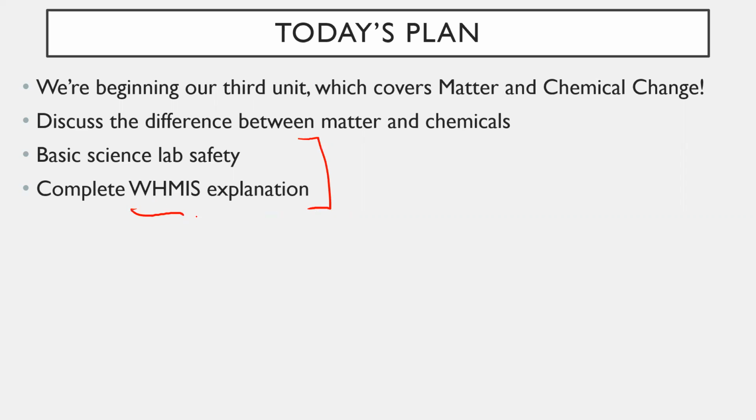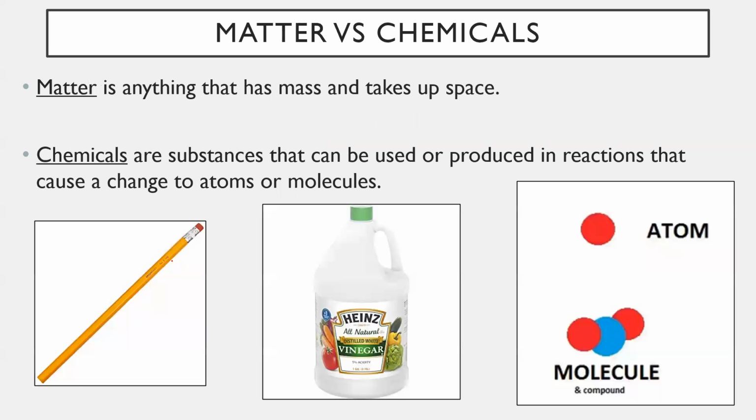Now, WHMIS is basically this picture program that allows you to read what the dangers are of different chemicals just by the logo that's on the label. We'll get into that in greater detail, of course, but let's get going.